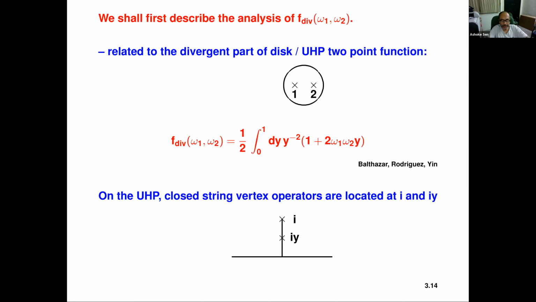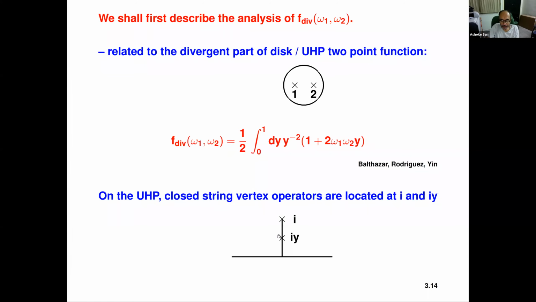Let me now proceed with the computation. First we will describe the analysis of the divergent part of F, because that's simple. What is F? This is related to the divergent part of the disk or upper half plane two-point function, because the divergent part of this is given here. Again, the overall normalizations are factored out. They will play no role in our analysis because we already know what the integrand is after factoring out those normalization factors. Let me give the interpretation of this Y.